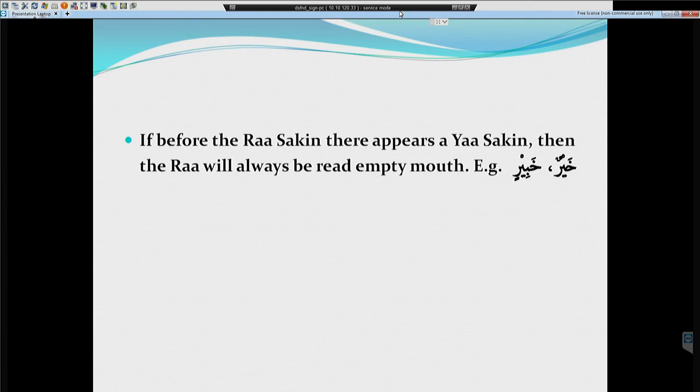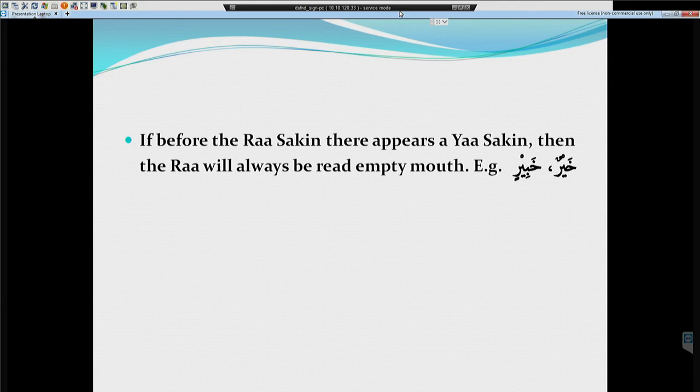First rule is what? Ra with the mutaharrik. If it has a fatha or a dhamma on it, it will always be read full mouth. If it has a kasra, it will be read empty mouth. Next rule is with the ra with the sakin on top. If the ra with the sakin is preceded by a letter with a fatha or a dhamma, it will always be read full mouth or empty mouth? Full mouth. If the ra with the sakin is preceded by a letter that has a kasra, will it be read full mouth or empty mouth? Empty mouth. That's the second scenario. Third scenario, when there's a ra with the sakin, preceded by a letter with the sakin, then preceded by a letter with a mutaharrik, fatha, kasra, dhamma.